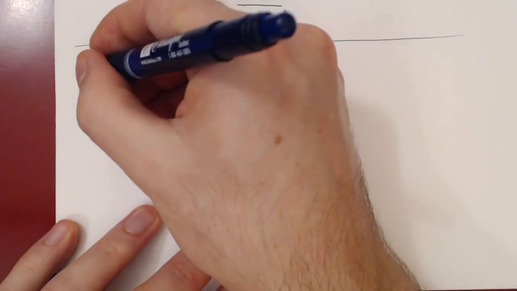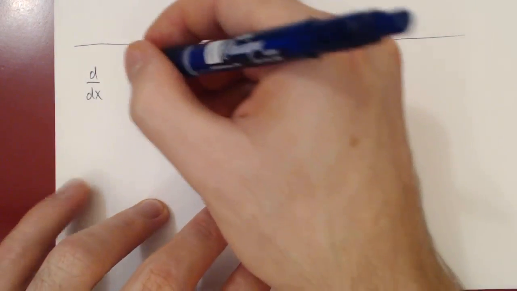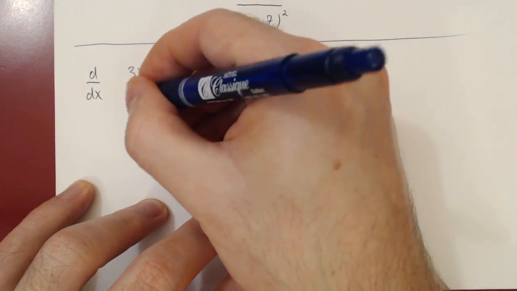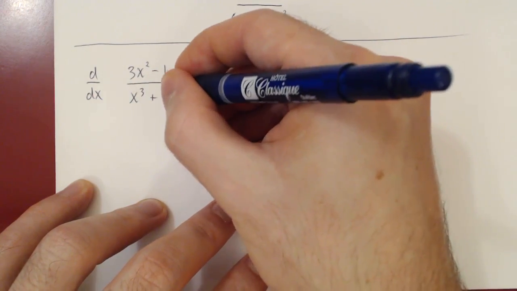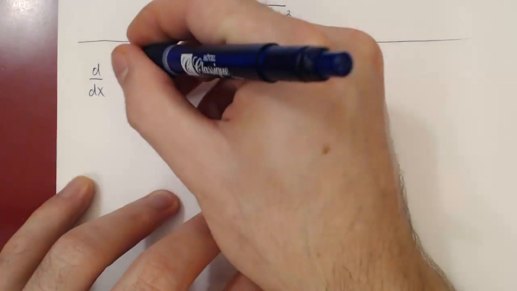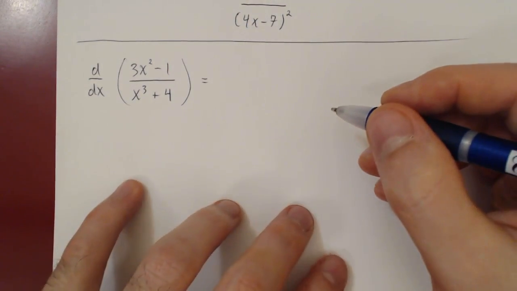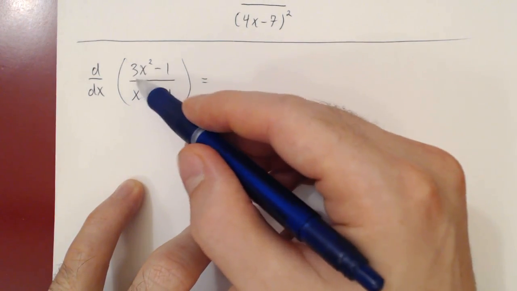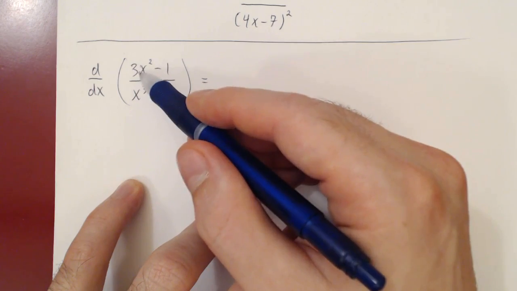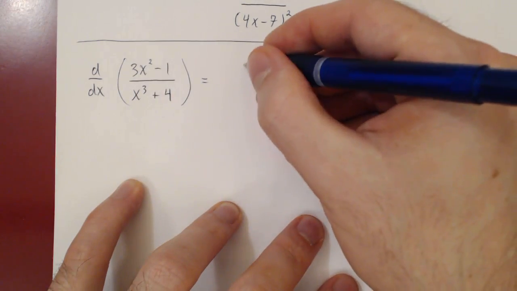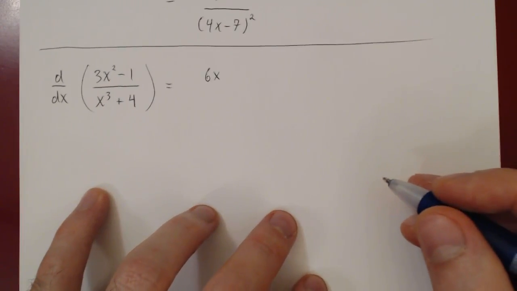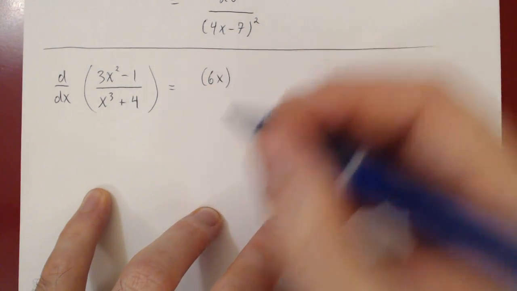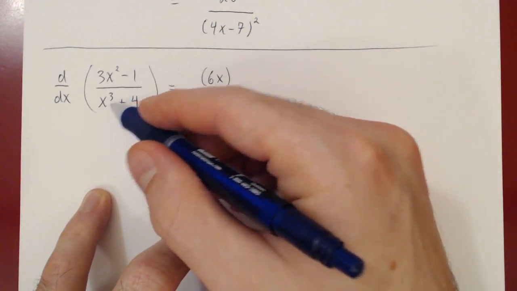So what if we had the derivative of, let's go with 3x squared minus 1 over x cubed plus 4. So let's apply now the quotient rule one more time. The derivative of the numerator, this is 3 times the derivative of x squared, which is 2x. 3 times 2 is 6, so we get 6 times x, minus the derivative of 1, which is 0, so we just get 6x. The derivative on top is 6x times the bottom, x cubed plus 4.